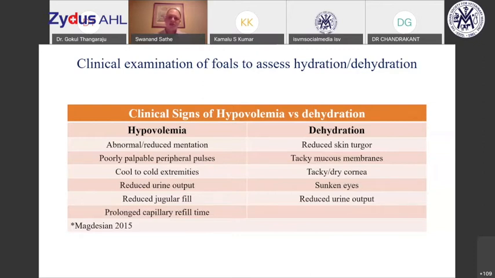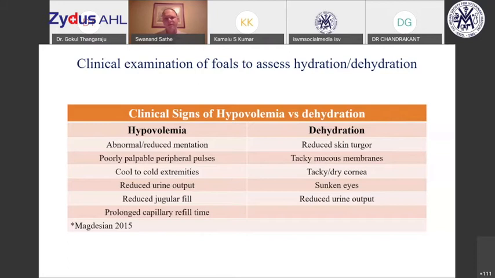Again, these foals tend to conserve a lot of water, obviously, because they have low water to begin with, and hence most of these foals will have a reduced to zero urine output. If you try to give them intravenous injections, you will see that they have a low or reduced jugular fill and a prolonged capillary refill time of more than 2 seconds.